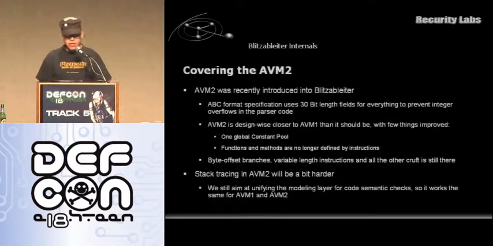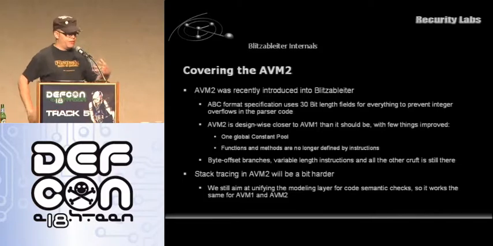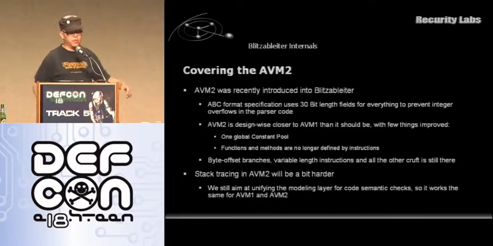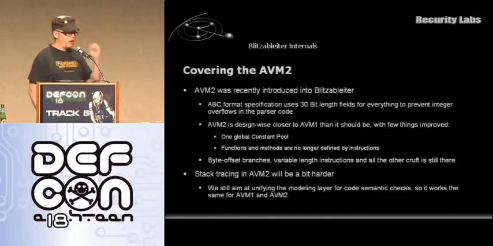So we recently introduced AVM2 into Blitzableiter, so both AVMs are now covered. There's an interesting bit about the AVM2 specification, the ABC file format, where I said they put the complete file format into the file format. There was apparently one one-eyed guy among all the blind.